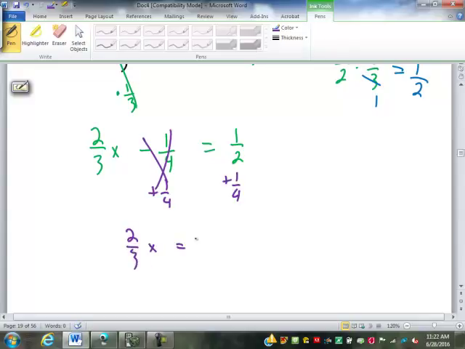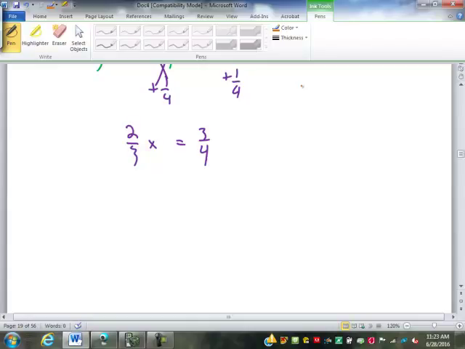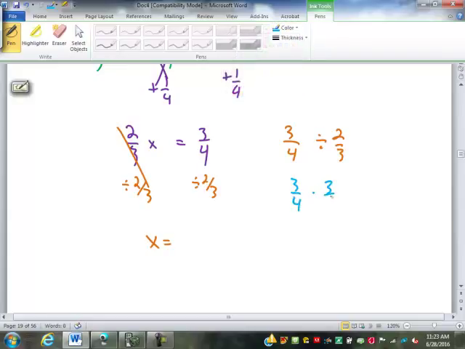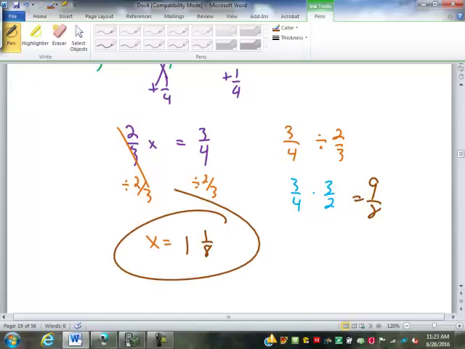Over here, 1/2 and 1/4. I'm just going to add them for you. You can verify that that adds up to 3/4 later. And then x is multiplied by 2/3. We're going to divide by 2/3. X equals 3/4 divided by 2/3 becomes 3/4 times 3/2, which becomes 9 over 8 or 1 1/8. What do you think?